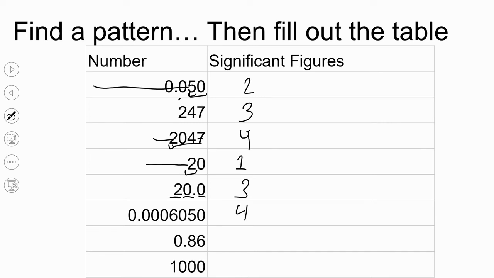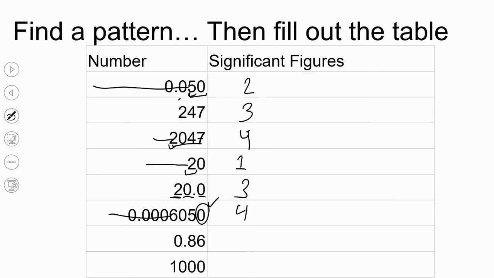This one has 4. We kind of cut through those zeros. Here's our first non-zero. Then everything else is after the decimal. So this is significant. This trailing 0 at the end is significant because it's after the decimal.